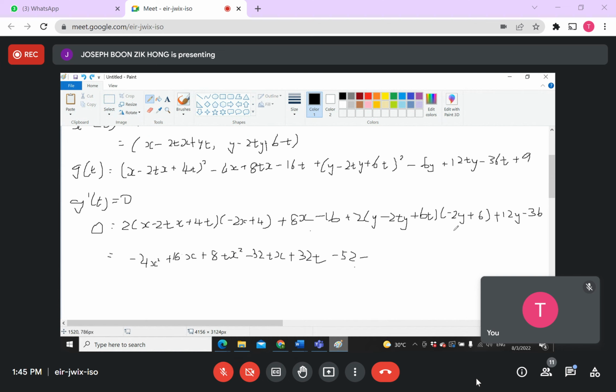This one, negative 2y squared, negative 4y squared. Okay, and then 6y, 12y, so plus 12y, plus 12y, so plus 24y. This one done, this one done.